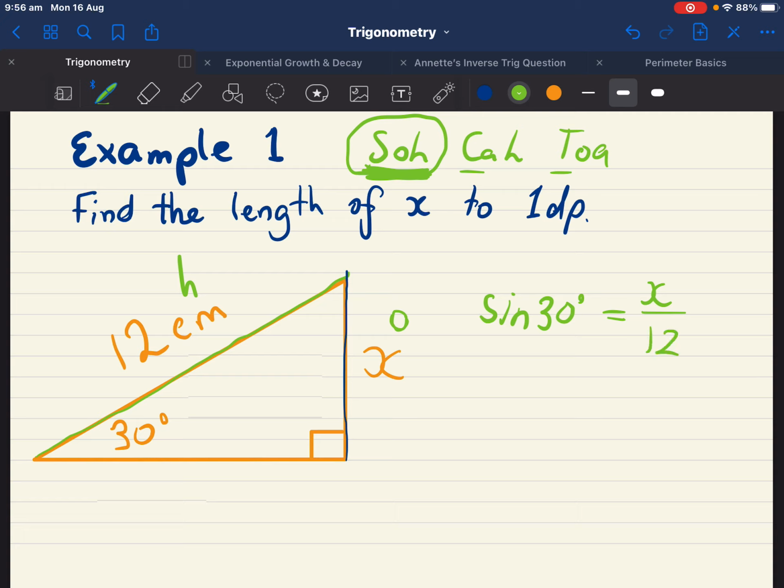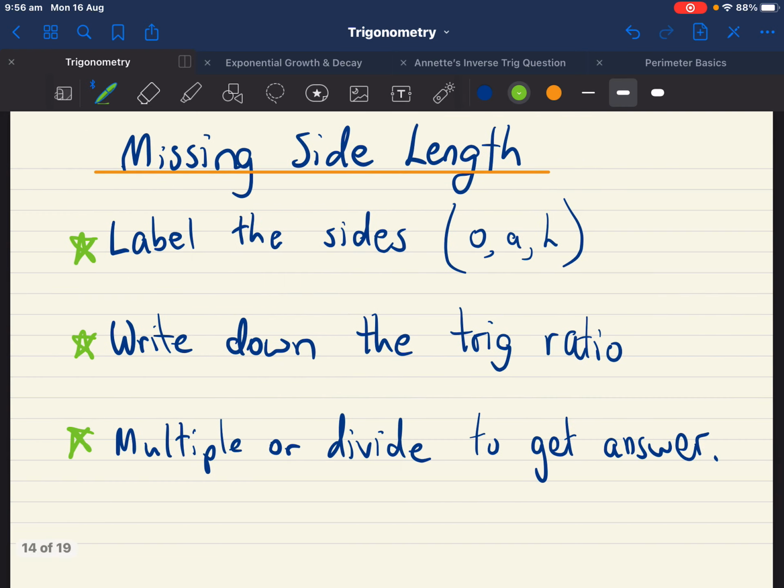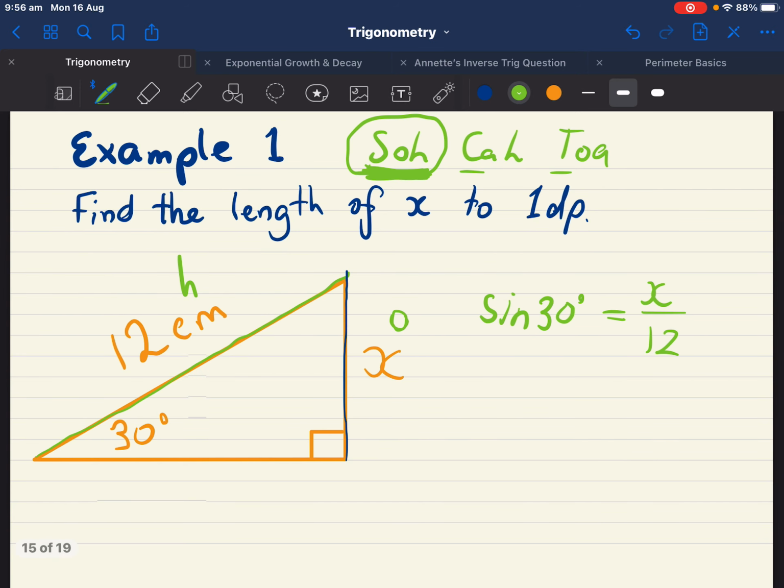That is the hardest step of this lesson, that right there, writing out the trig identity. Because once you've got the trig identity done, you're only one step away from finding the answer. And that is to either multiply or divide. Let me explain. We're trying to find the value of x. Here it is.